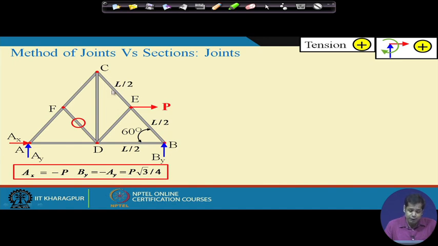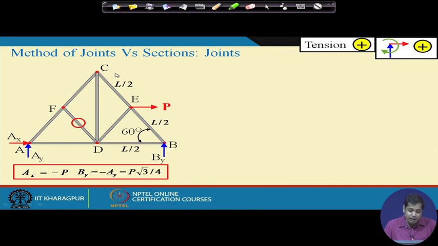Now, if we need to determine this member, then the free body diagram of joint E will give us this member. But again, at joint E we have 3 members, right. In order to get the force in this member, at least one member force, either member ED or member EB, should be known. Then only can we use the free body diagram of joint E to determine the member force in EC. Now, in order to get this member force, we need to take the free body diagram of joint B.